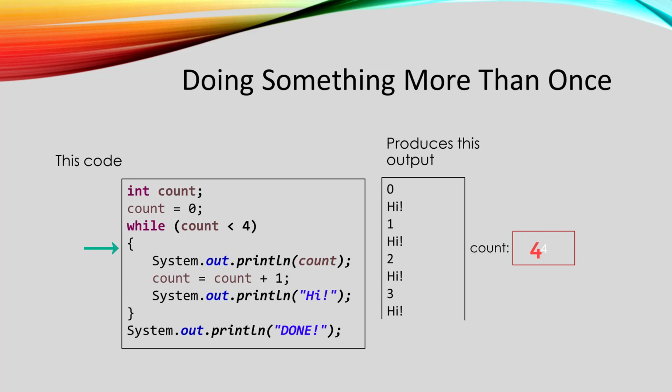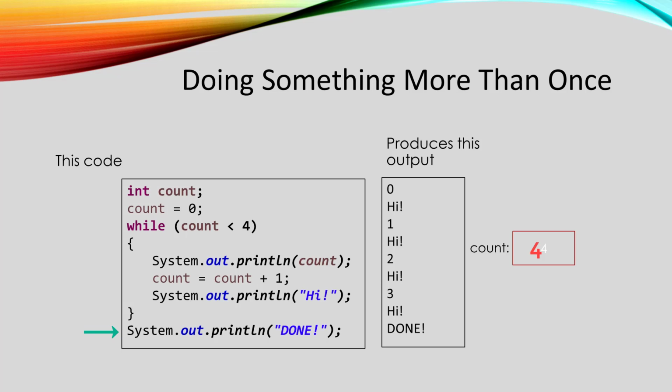It compares count to 4. The value in count is 4, which is no longer less than 4. That's going to stop the loop. When the loop finishes, execution continues with the next statement in the code. So the system.out.println done will cause the done to show up in our output.